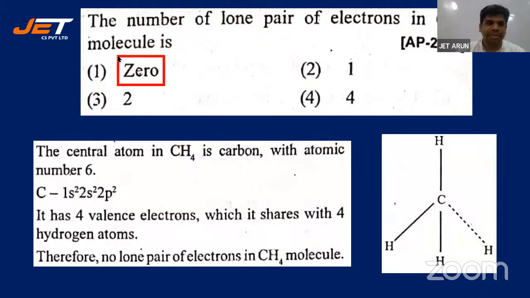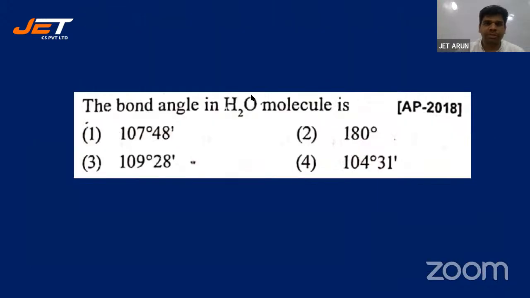All right. Here is the statement and the diagram. The central atom in this methane is carbon with atomic number 6. Right. So its electronic configuration is 1s2, 2s2, 2p2. It has 4 valence electrons, which it shares with 4 hydrogen atoms. Therefore, no lone pair of electrons in CH4 molecule. All right. Here is the structure of the molecule. I'll go for the next question, students.